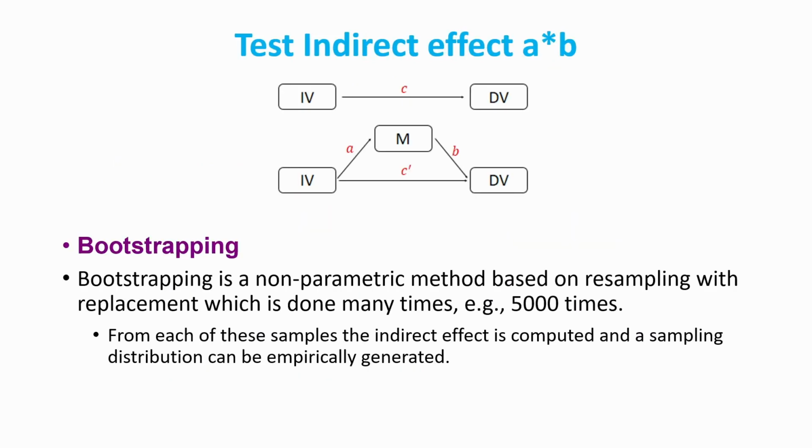Bootstrapping is a non-parametric method based on resampling. So the basic idea is that we have the original data and we do resampling, and based on this resampled data we conduct analysis to calculate the indirect effect, and then we do it 5,000 times, and based on that we can test whether the indirect effect is significant or not.